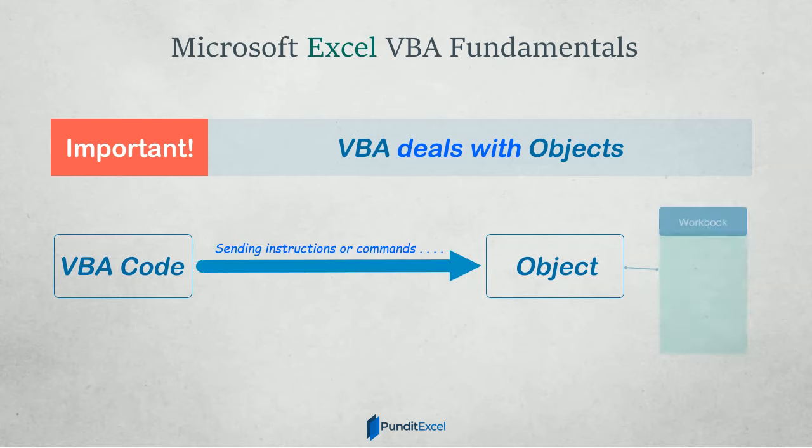So, what are these objects? Microsoft Excel is a program we use to create workbooks. A workbook on its own is an object. Each of these workbooks is made of objects. Worksheets, worksheet cells, charts, tables, user forms, etc. All these are objects that make up a workbook.